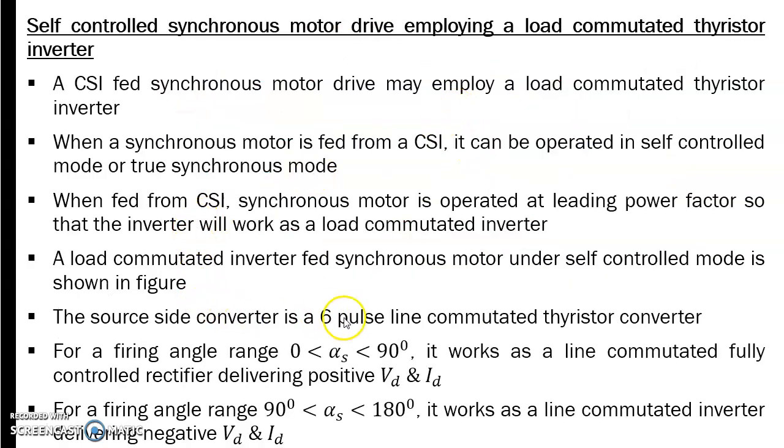The source side converter is a 6 pulse line commutated thyristor converter. For a firing angle of 0 to 90 degrees, it works as a line commutated fully controlled rectifier delivering positive VD and ID. For a firing angle of 90 to 180 degrees, it works as a line commutated inverter giving negative VD and positive ID.